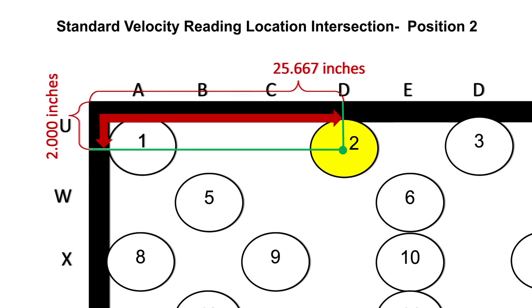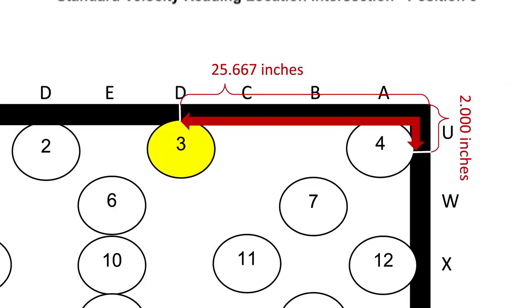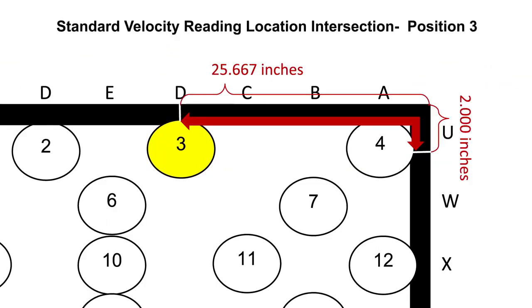Therefore, the position 2 standard velocity reading location is at the intersection of D, 25.667 inches from the left to center, and U, 2 inches from top to bottom. Since position 3 is right of the center, it is measured from the right towards the center. Position 3 is at the intersection of D and U. A measurement and marking for D is 25.667 inches from the right toward the center horizontally, and for U, 2 inches from the top towards the bottom.